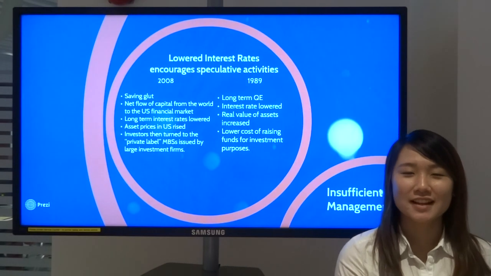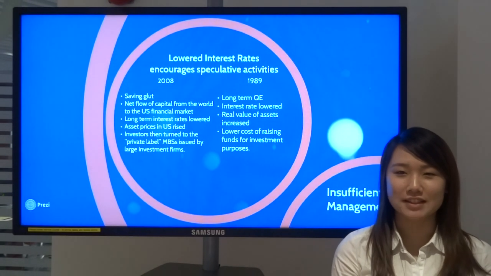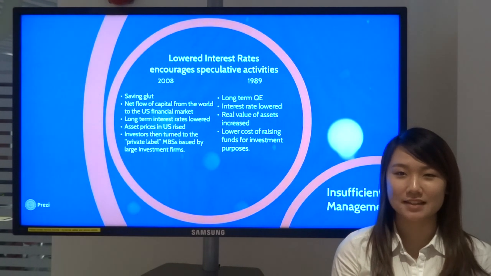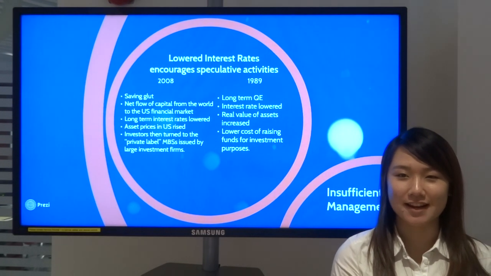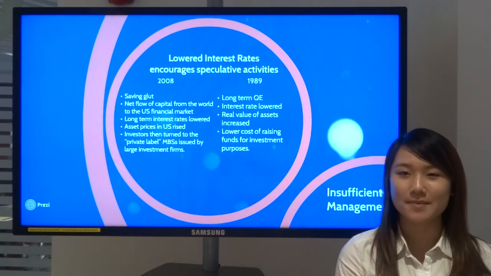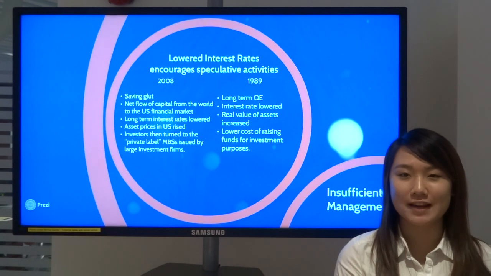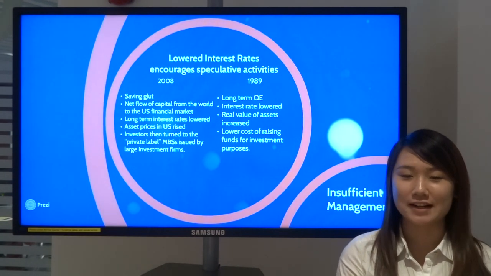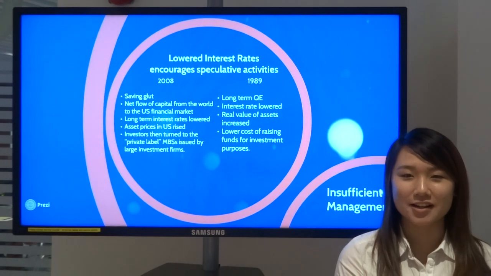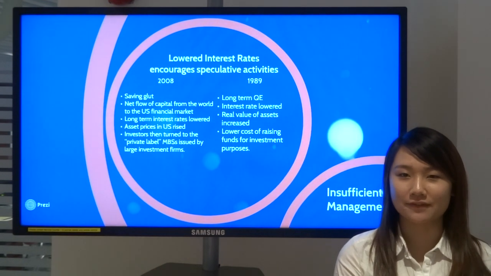Thank you, Ronald. The first similarity is that lowered interest rates encouraged speculative activities. It was believed that the root cause of the 2008 credit crisis was a savings glut in countries like China, Japan, and Germany, where there is a net flow of capital from abroad to the US financial market. This lowered the long-term interest rates and raised the asset prices in the US. This encouraged further speculation, since the cost of borrowing money to invest was lower.